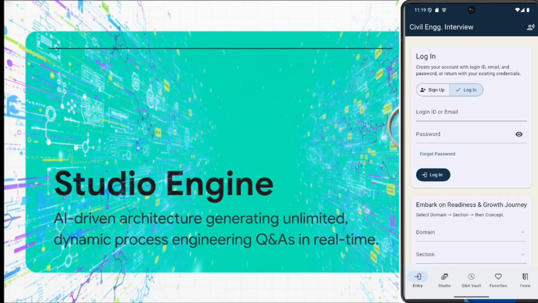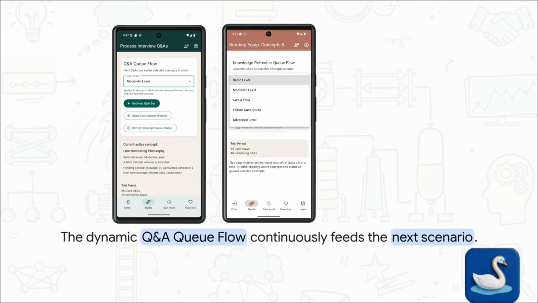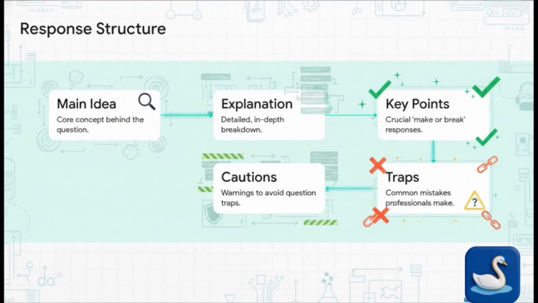So by doing this, it actually tailors a dynamic mock interview simulator specifically to your current knowledge gaps. It brilliantly illustrates how concepts are queued sequentially. You just select your domain, your section, and then your concept, and the app continuously feeds you the next logical scenario. Because getting a question is one thing. Understanding the multidimensional answer is a whole other ballgame.